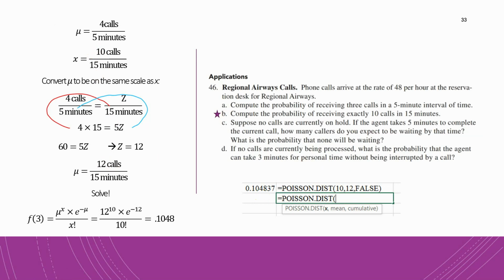Like I said, look for rates, look for intervals. You know you're working with a Poisson. Make sure that you get on the same scale before you plug into Excel or into the formula here. So how do I convert that? Just remember, whatever you're interested in solving for, compute the probability. What is the interval given there? That's what you want to work with, and then convert to that, and you should be good.